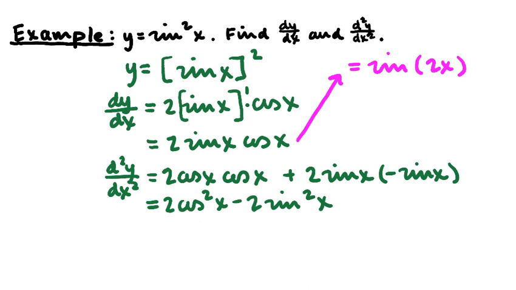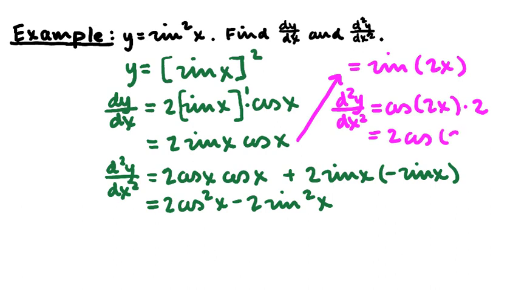So that means that the second derivative is going to be, okay, I'm going to take the derivative of the outside, that's cosine, leave the inside the same, and then take the derivative of 2x, which is going to be 2, because 2x is a line with slope 2. Okay, and this is 2 cosine of 2x.